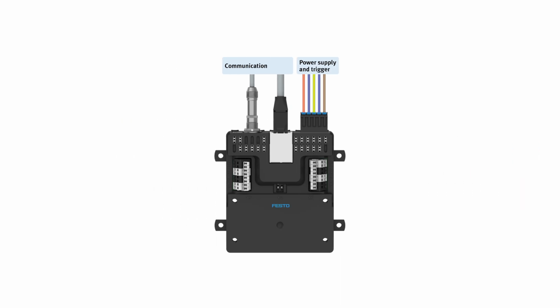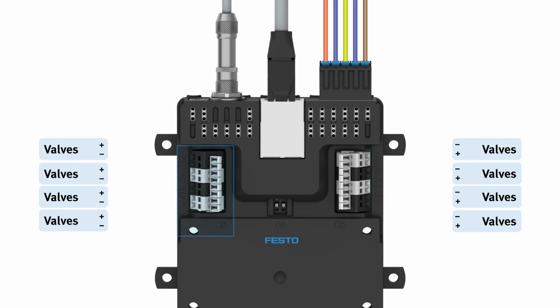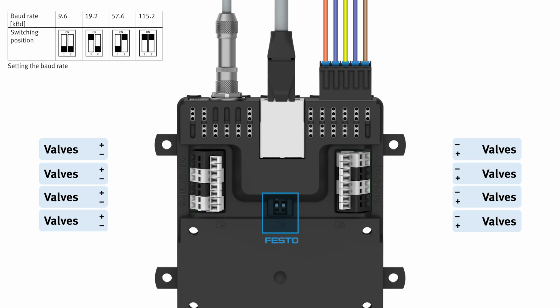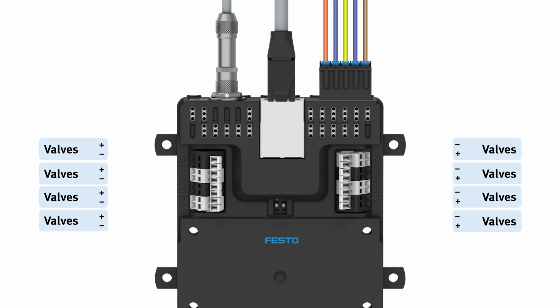There are two terminal sides for connecting the valves. The X5 terminal is for valves 1 to 4, and the X6 terminal is for valves 5 to 8. The switching position X4 is only needed with the RS232 connection. Depending on the position, different baud rates can be chosen.